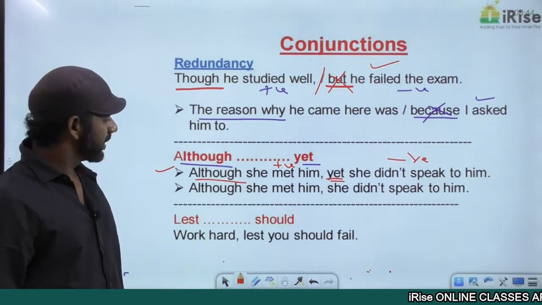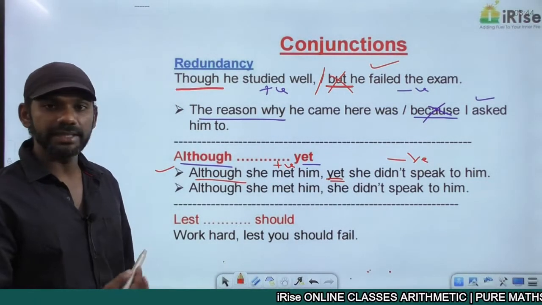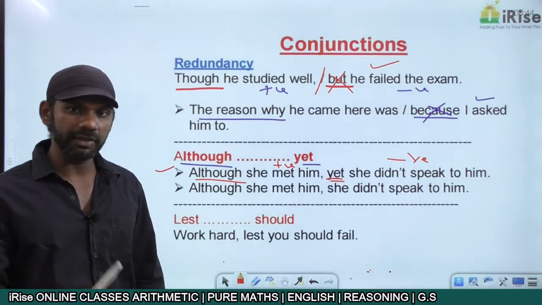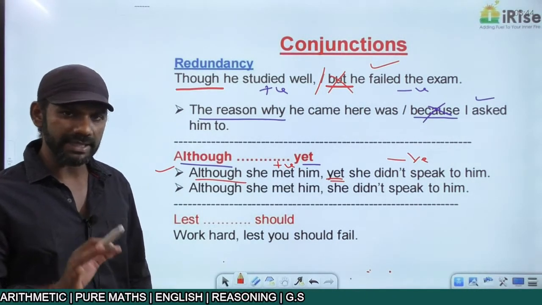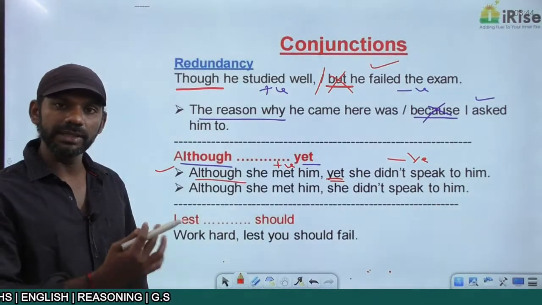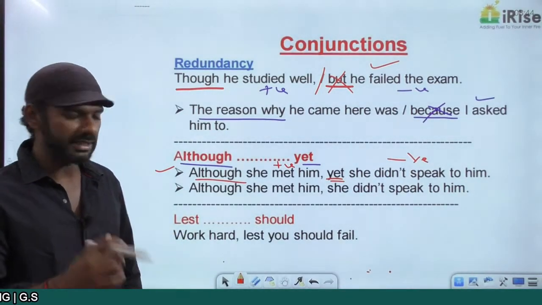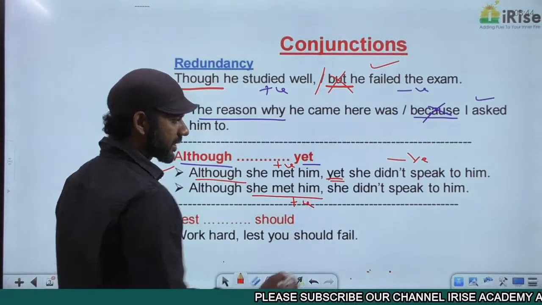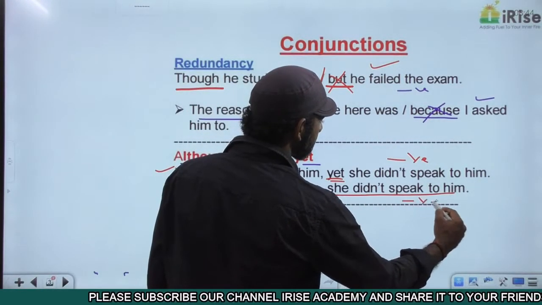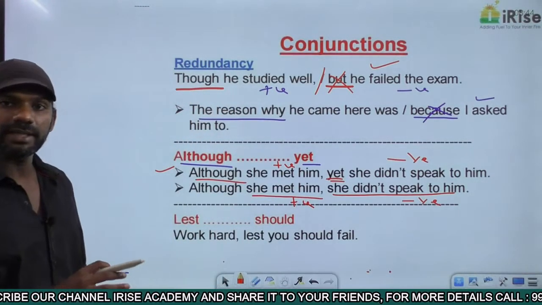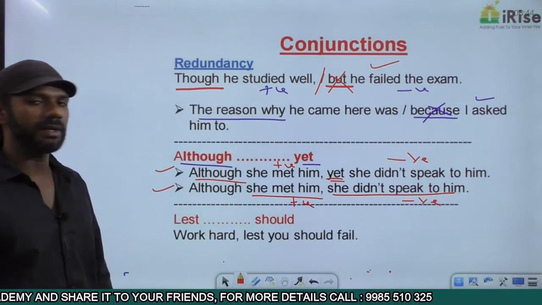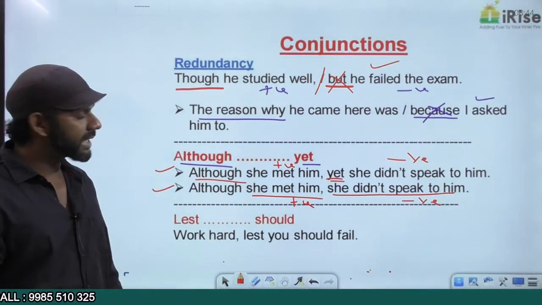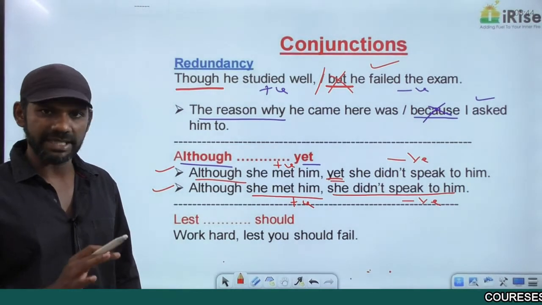Come to the second one. Although she met him, she didn't speak to him. Although is not followed by yet. I said although can be followed by yet, but it is not compulsory. So in the second one, although is not followed by yet, and that is completely fine. Although is a contrast indicator. The first idea is she met him, positive. The second idea is she didn't speak to him, negative. The concept of contrast indicators is completely fine. This statement is also grammatically correct. So this is the rule regarding the usage of although: although can be followed by yet, but it is not compulsory.